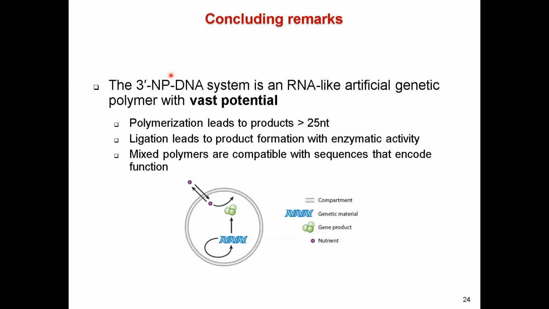I'm getting to the limit here. I hope I've convinced you that this 3' RNA system has vast potential. On the polymerization side, we could get products up to 25 nucleotides extension. On the ligation, we could produce potentially sequences that have enzymatic activity. And maybe without doing this on purpose, we did show that mixed polymers are compatible with sequences that encode function. So this is a little bit of a tantalizing idea, because on prebiotic Earth, many have shown that multiple different genetic polymers could have been present.